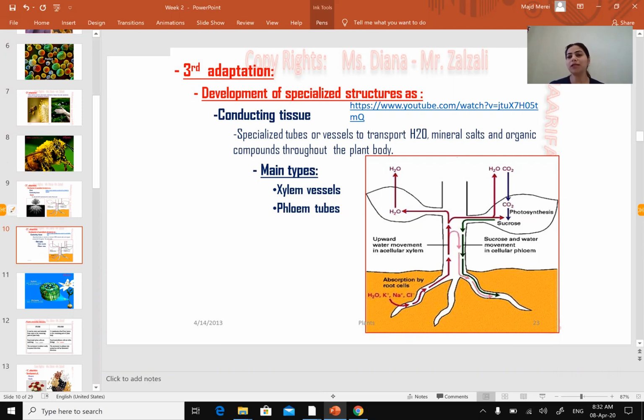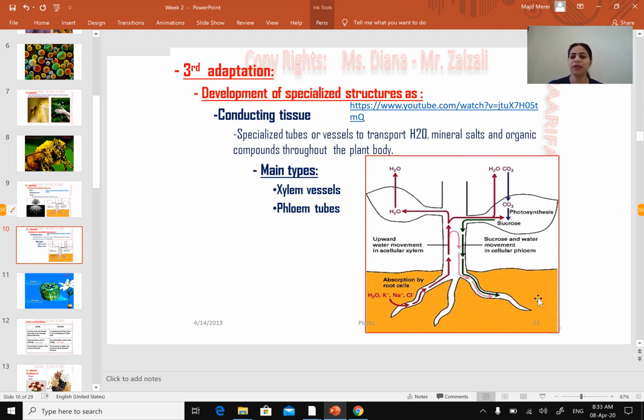While vascular plants have true roots, stem, and leaves. Vascular plants have two types of conducting tissues, which are xylem and phloem. Now, what are conducting tissues? They are specialized tubes or vessels to transport water, mineral salts, and organic compounds throughout the plant body. Water and mineral salts are transported within xylem vessels.